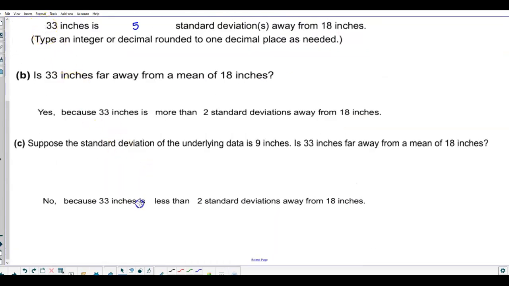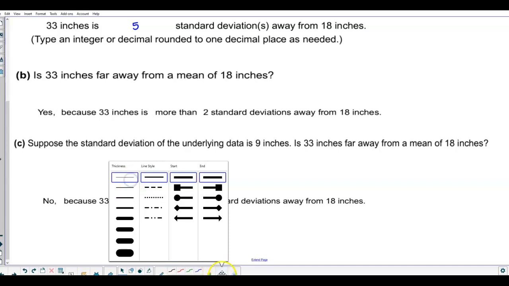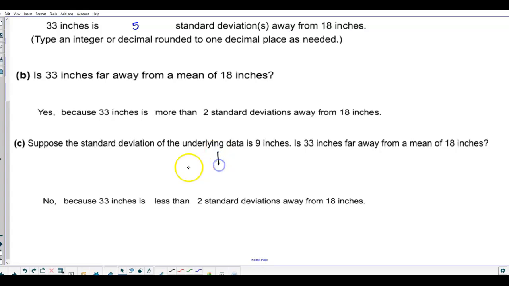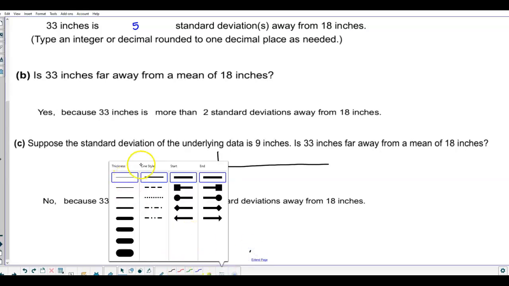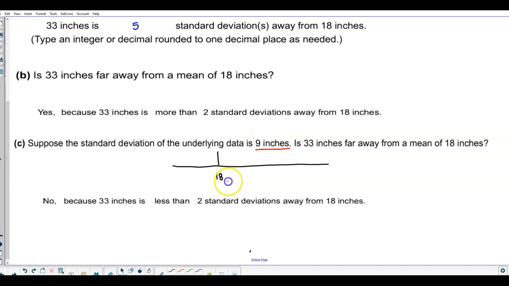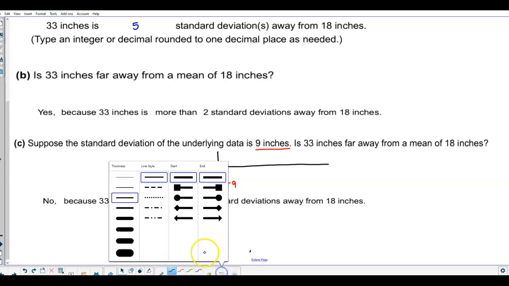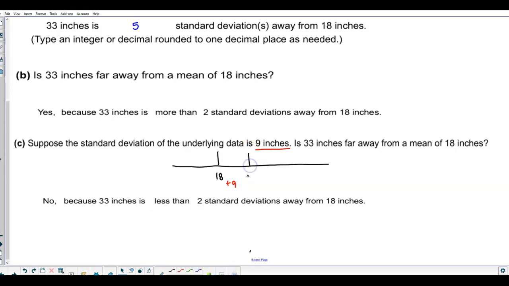Now for part C, it's saying that suppose the standard deviation of an underlying data is 9 inches. Okay, so let's go ahead and start again. So now we can see that we have, again, a mean of 18. And now they're telling us that the standard deviation is 9 inches. So when we add 9 to 18, well, that gives us 27.